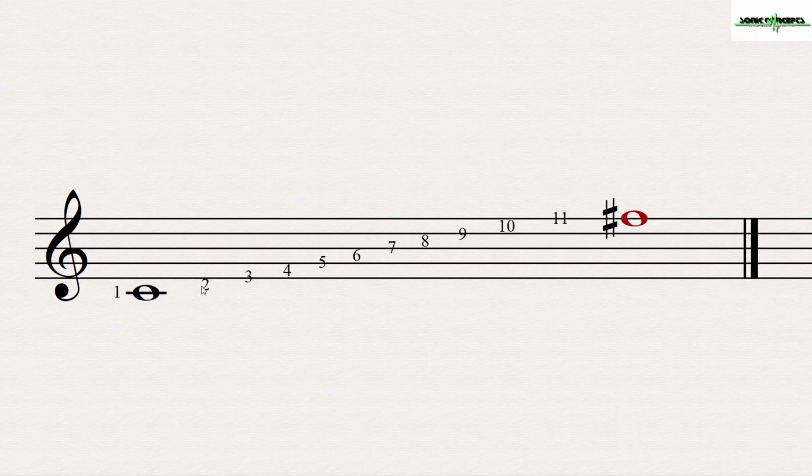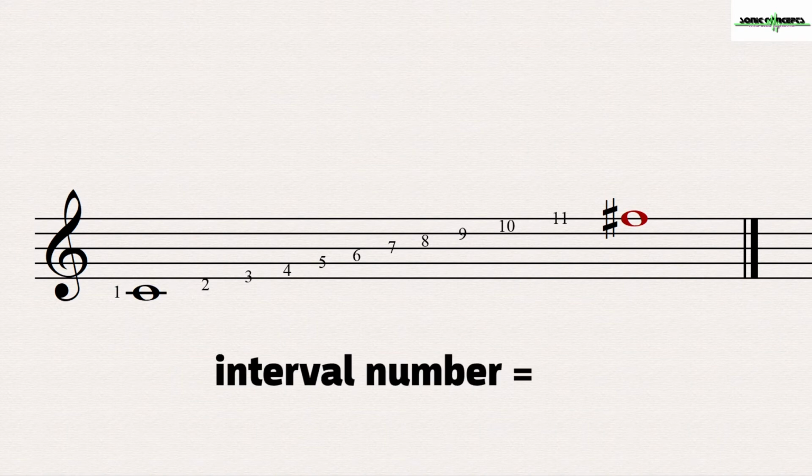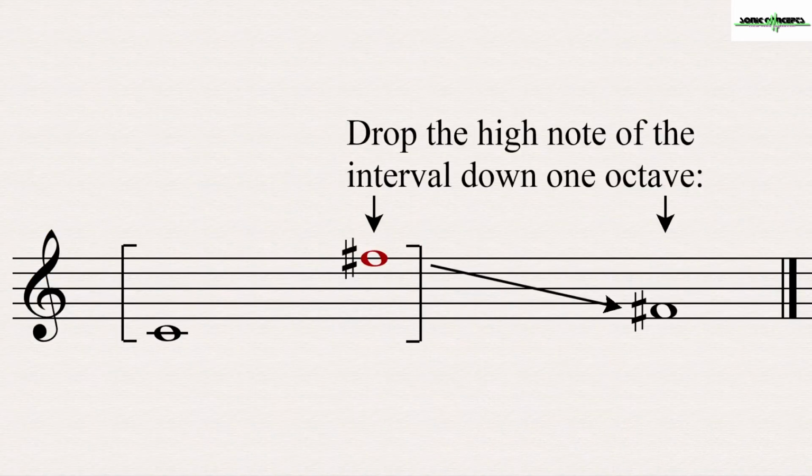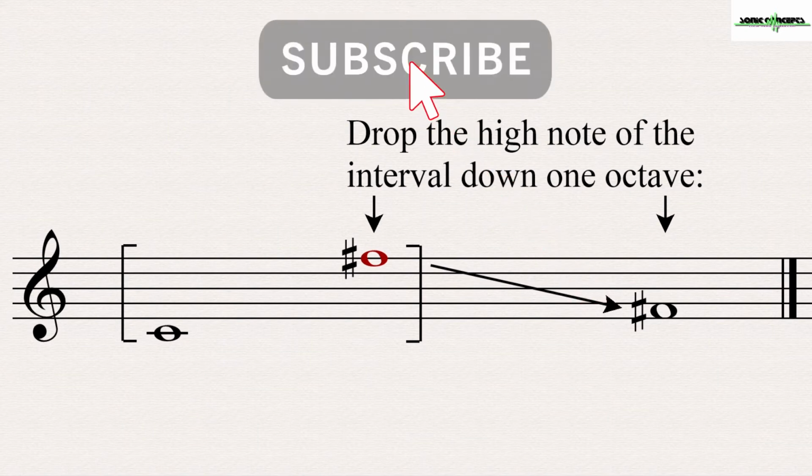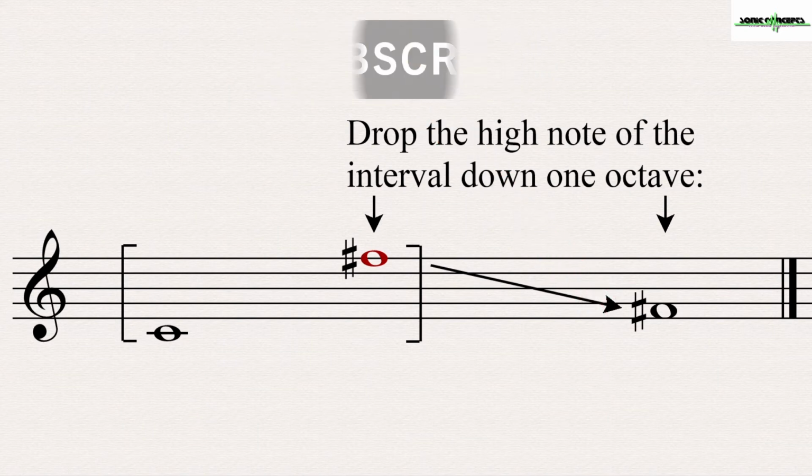So again, 1, 2, 3, 4, 5, 6, 7, 8, 9, 10, and 11. In this example, the interval number was determined by counting to be an 11th. The interval quality of an interval greater than one octave can be determined by dropping the high note of the interval one octave down and then determining the interval quality from the root to the high note dropped one octave.